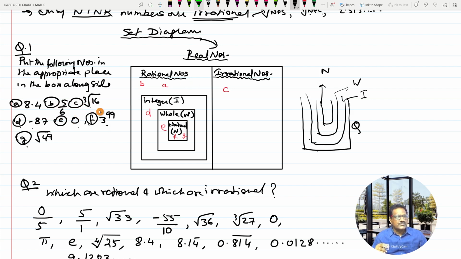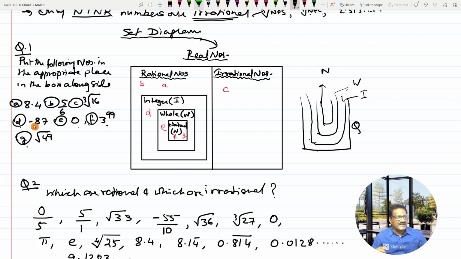Then C is cube root of 16. Now cube root of 16, if I work it out, will be an irrational number. I cannot go and work it out to check, but there is another way. As I told you, if there is a cube root sign and inside it a number that is not a perfect cube, and 16 is a perfect square but not a perfect cube, then it will always be an irrational number. Therefore C comes in the irrational number category. So I have put C over here.